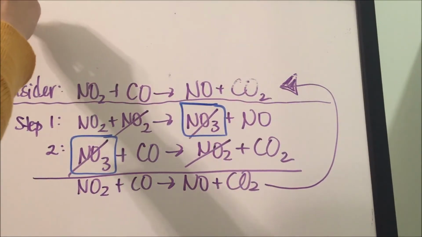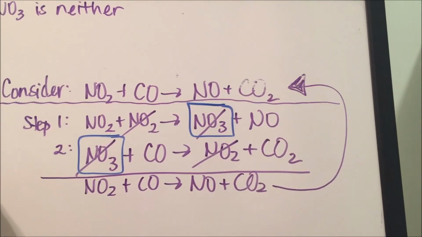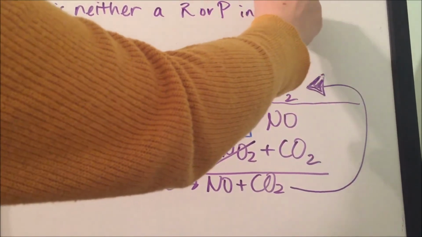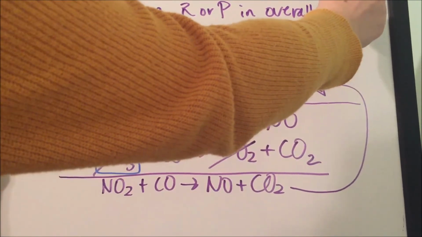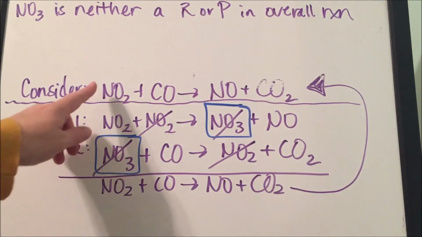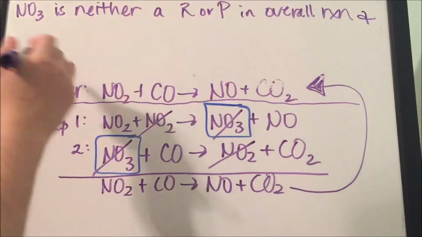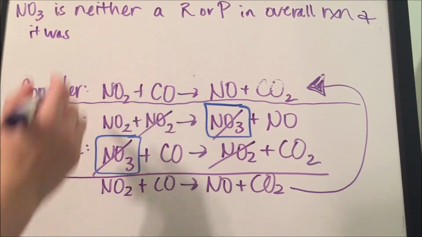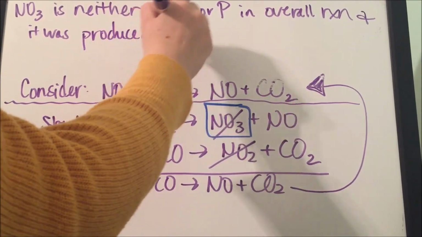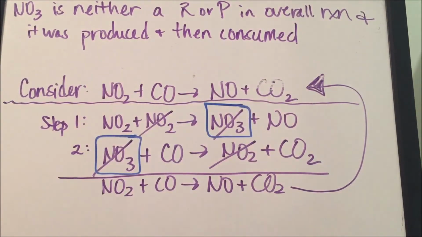Okay, so NO3 is neither a reactant or a product in the overall reaction, right? Obviously NO3 is not anywhere here, nor is it anywhere here. And it was produced and then consumed in this series of reactions.